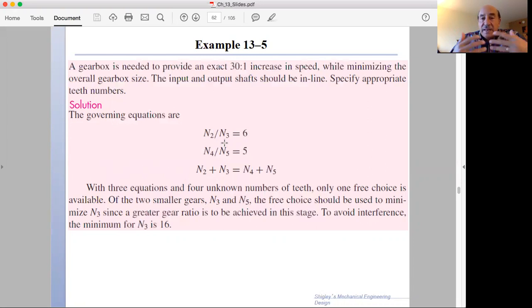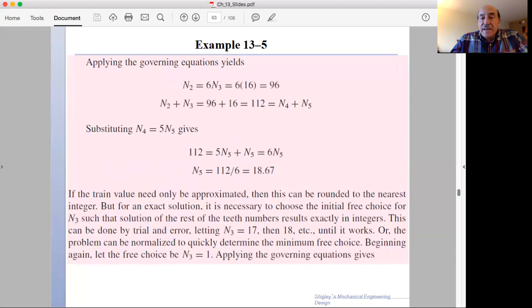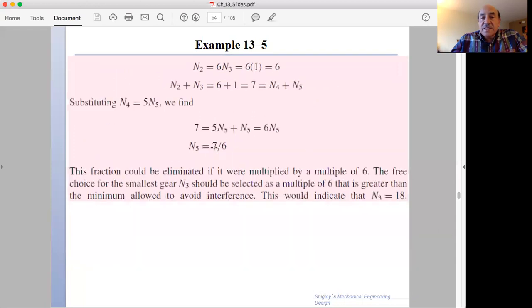And then you can have a common multiplier that is an integer to determine all of the numbers of teeth without having fractions. And that's what happened in here. If we set N3 equals 1, we can find N2 to be 6. And then N2 plus N3 would be 7. And then you can solve for all of the teeth, and you find a solution, like you can see here. You find N5 equals 7 over 6.